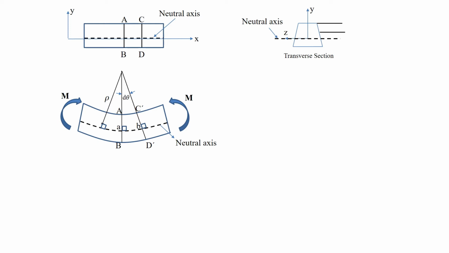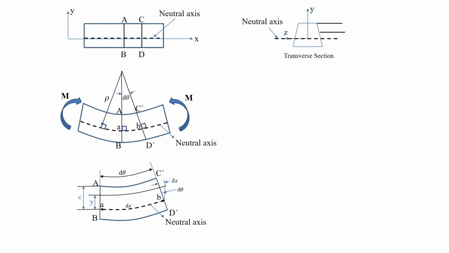We assume that a cross-section normal to the neutral plane will remain plane and normal during bending deformation. With this assumption, we will now consider bending of a small element ABCD. As can be seen, BD elongates to BD prime, while AC decreases to AC prime. However, AB, which is located on the neutral surface, does not change its length dx.